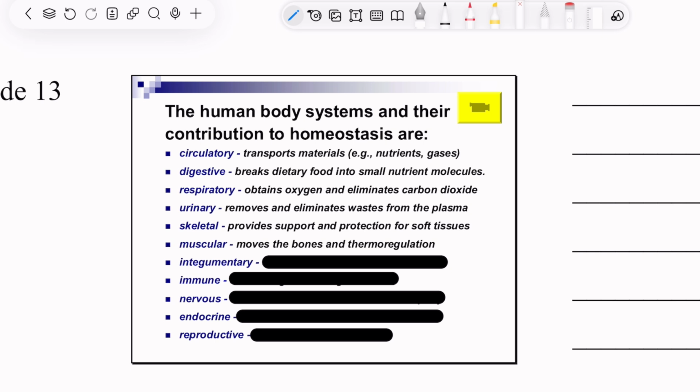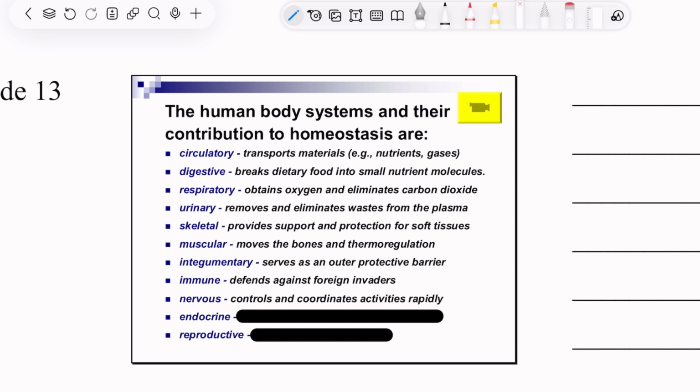The integumentary system serves as an outer protective barrier. The immune system defends against foreign invaders. The nervous system controls and coordinates activities rapidly. The endocrine system regulates activities that require duration. And finally, we have the reproductive system, which is for the perpetuation of the species.